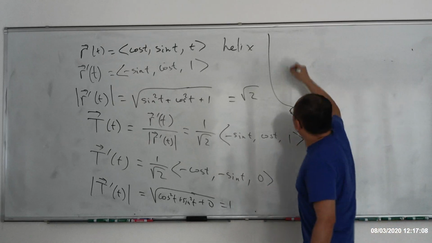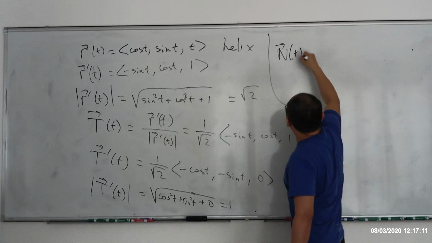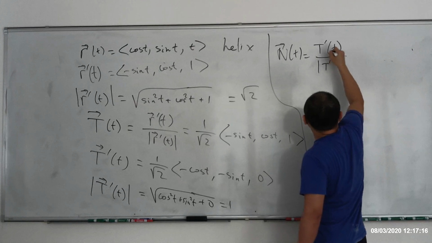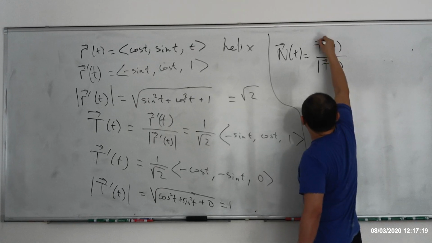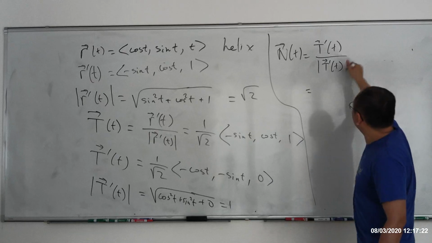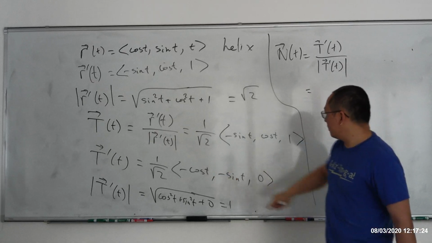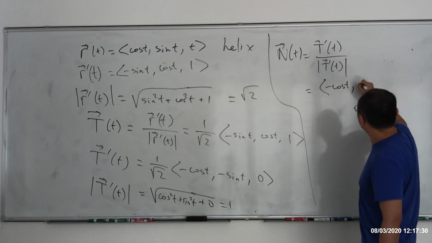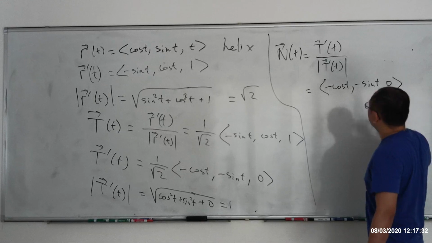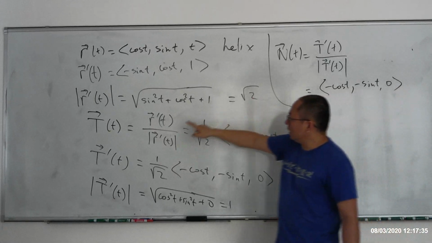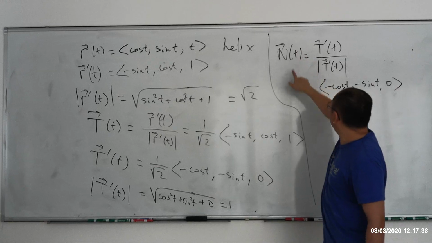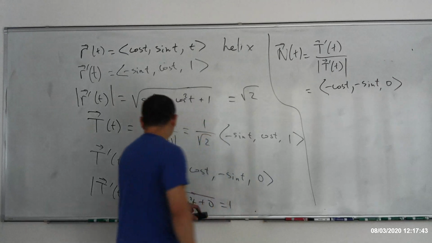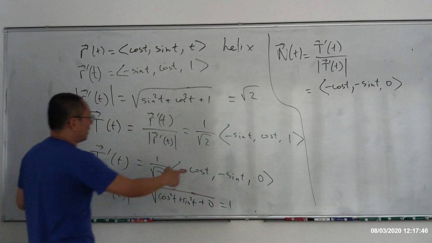So can you calculate the normal vector? The normal vector is t prime over the magnitude of t prime. The magnitude of t prime is 1 already. We're lucky. So t prime is negative cosine t, negative sine t, 0. Now that you have the unit tangent vector and the unit normal vector, you cross them, and you're going to have the binormal vector.